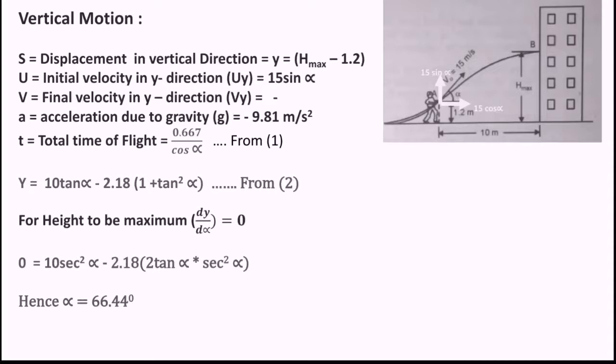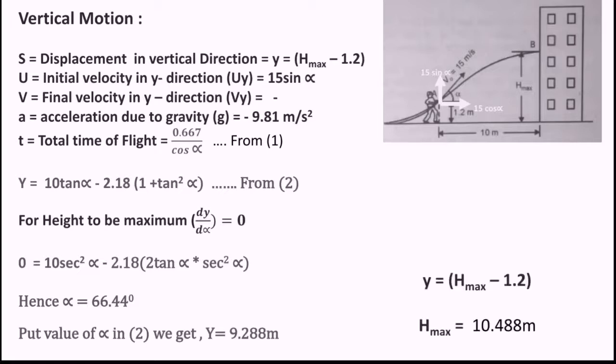On solving it I will get the value of alpha as 66.44 degrees. Now putting this value of alpha in equation 2, I will get the answer for y as 9.288 meters. But we know that y is equal to h max minus 1.2. So substituting the value of y in this equation, I will get the required answer for h max as 10.488 meters. This completes the solution.